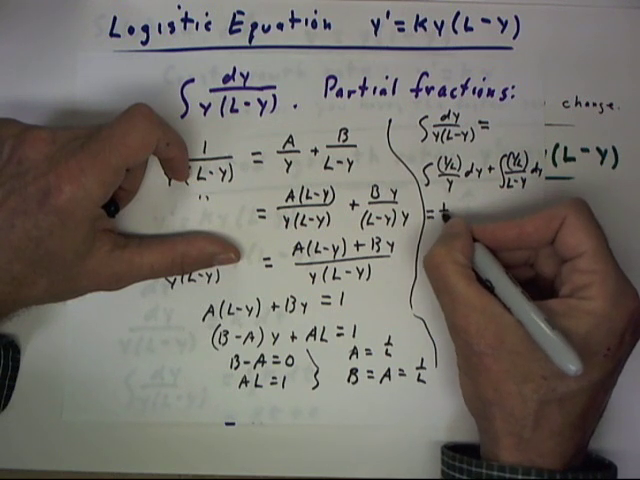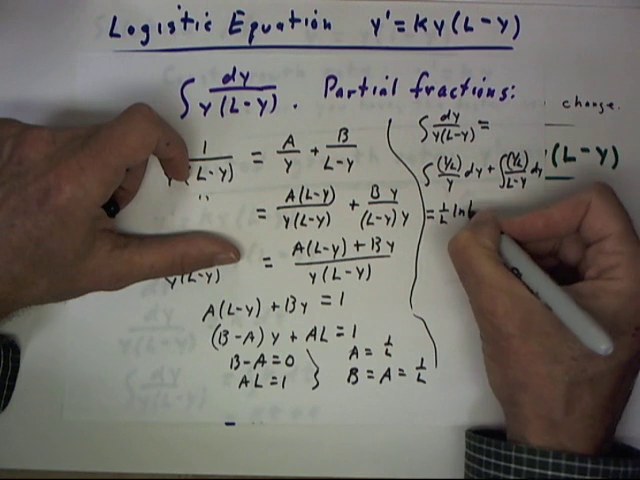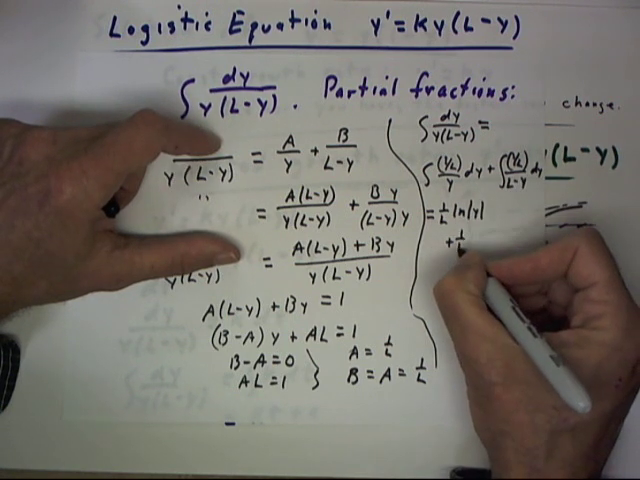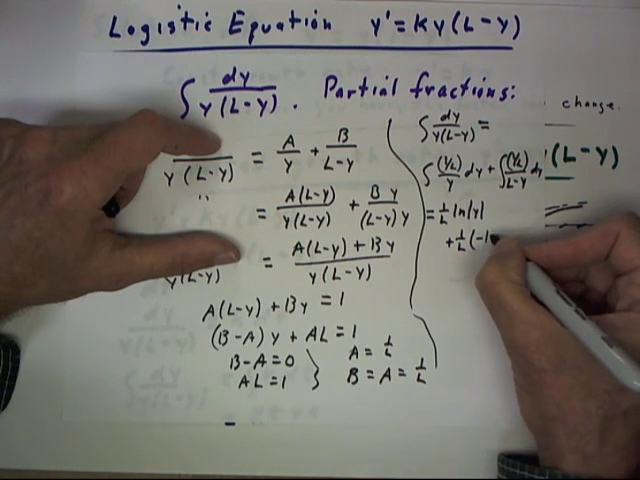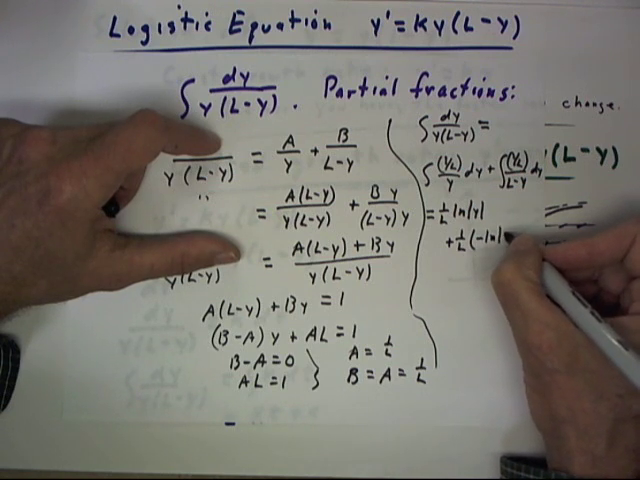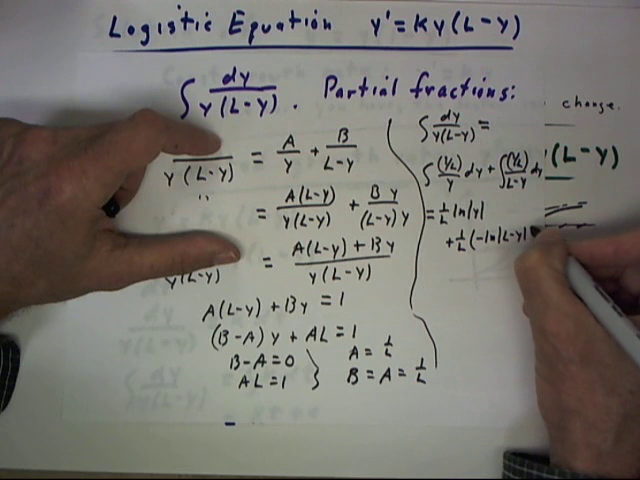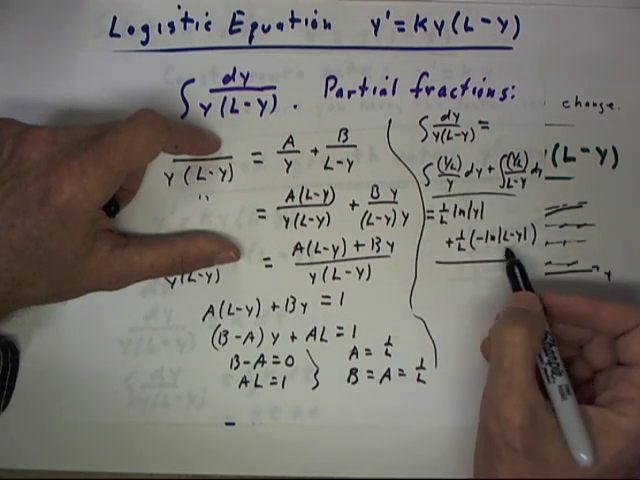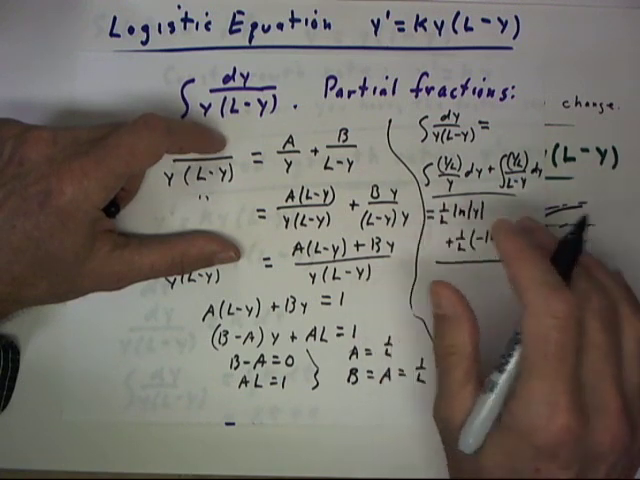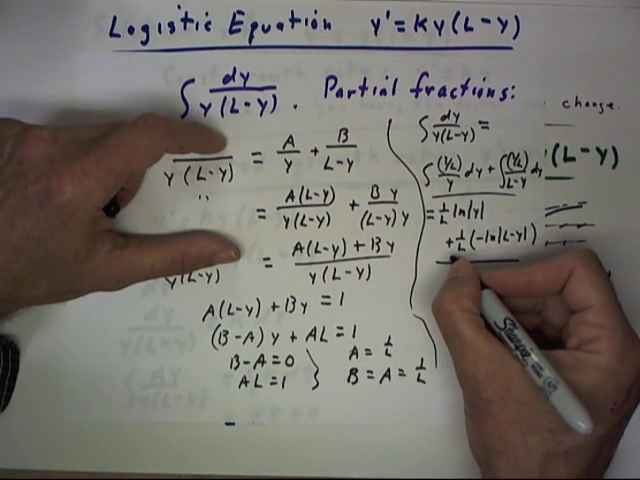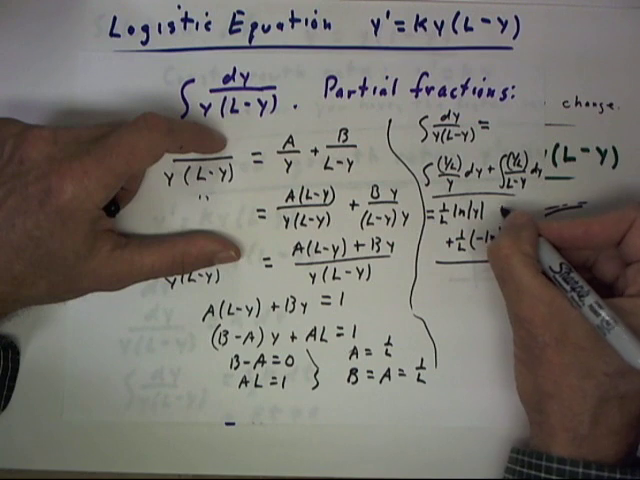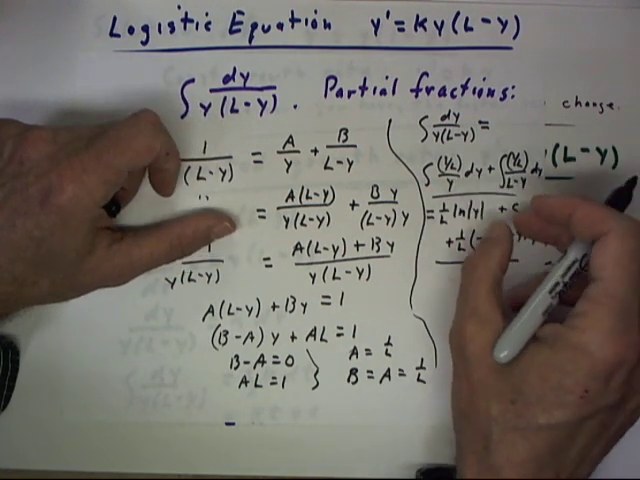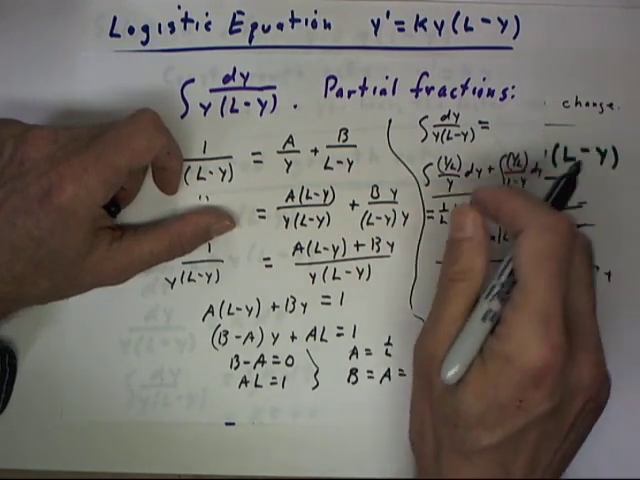These integrals are easily done. We get 1 over L times the natural log of the absolute value of y plus 1 over L times negative natural log of the absolute value of (L minus y). So there's your partial fraction integration, and of course we're going to have plus an integration constant here. I'm going to just slip that in right here. That's just our integration constant, combining the integration constants for the two indefinite integrals.